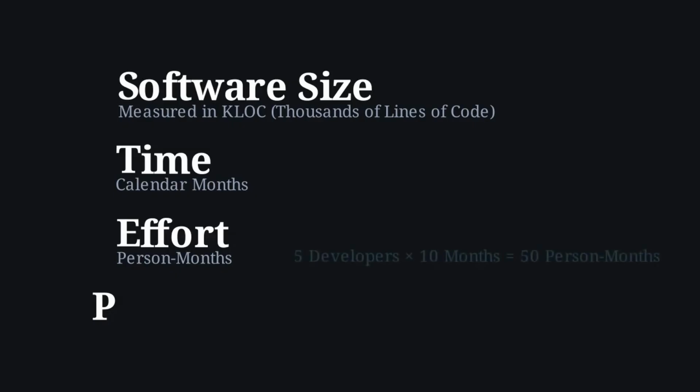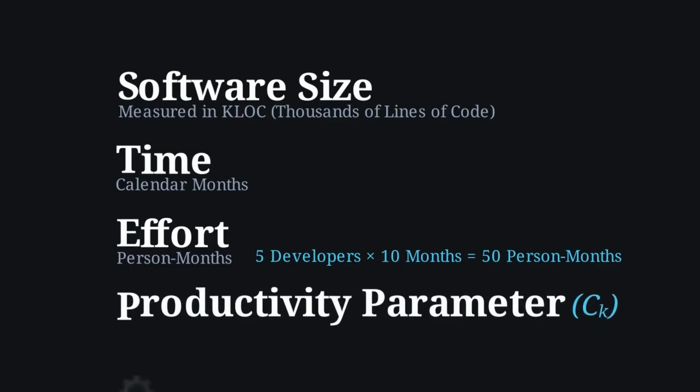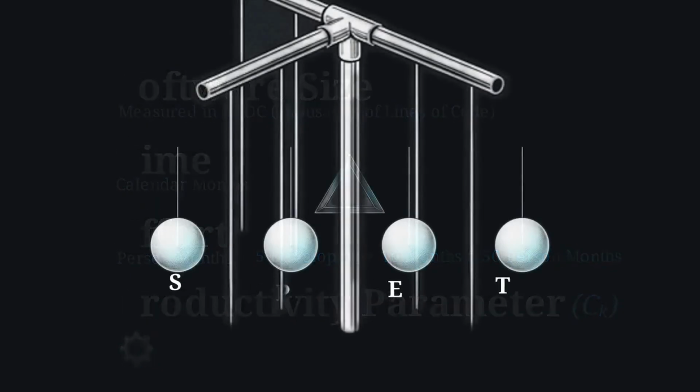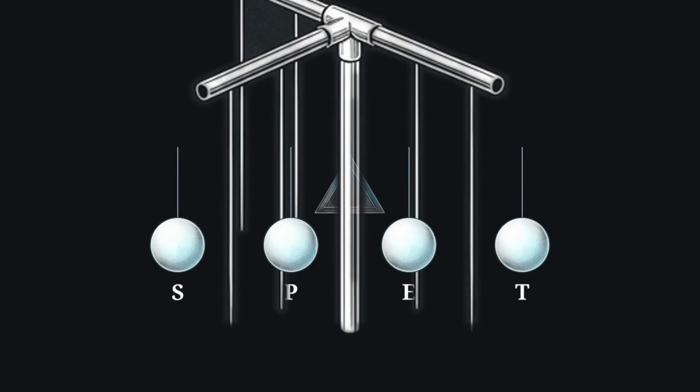The E is effort, representing the total human labor required. This is measured in person months. For example, 5 developers working for 10 months represents 50 person months of effort. Finally, the P stands for the productivity parameter. This is a metric that reflects the efficiency of the specific development environment.